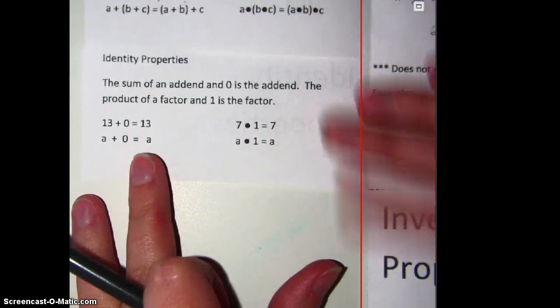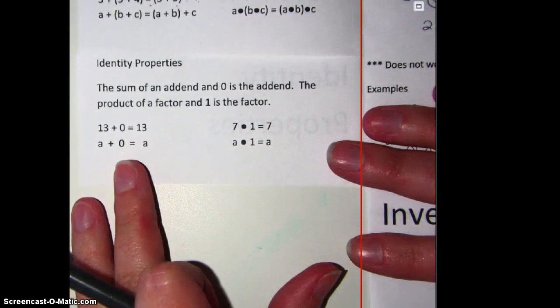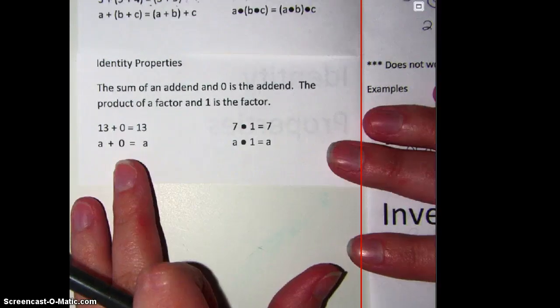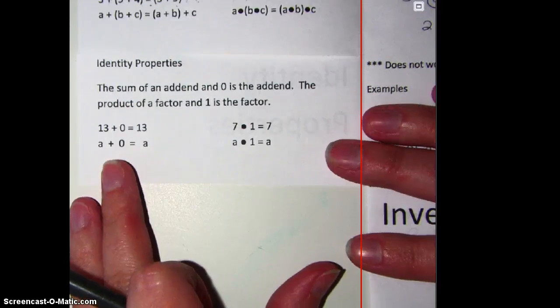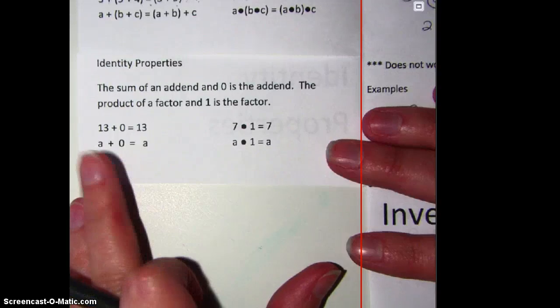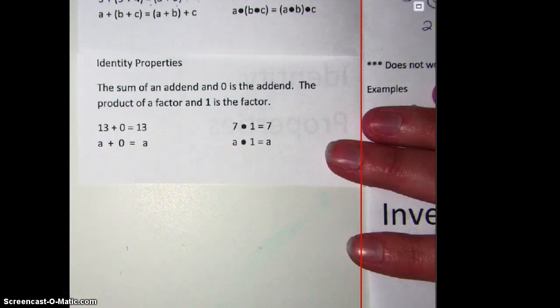The identity property says the sum of an addend and 0 is the addend. What they're saying is the sum of any number and 0 is equal to that number. And finally, the product of a factor and 1 is the factor. So it's saying that when you multiply any number times 1, you're going to get that same number.